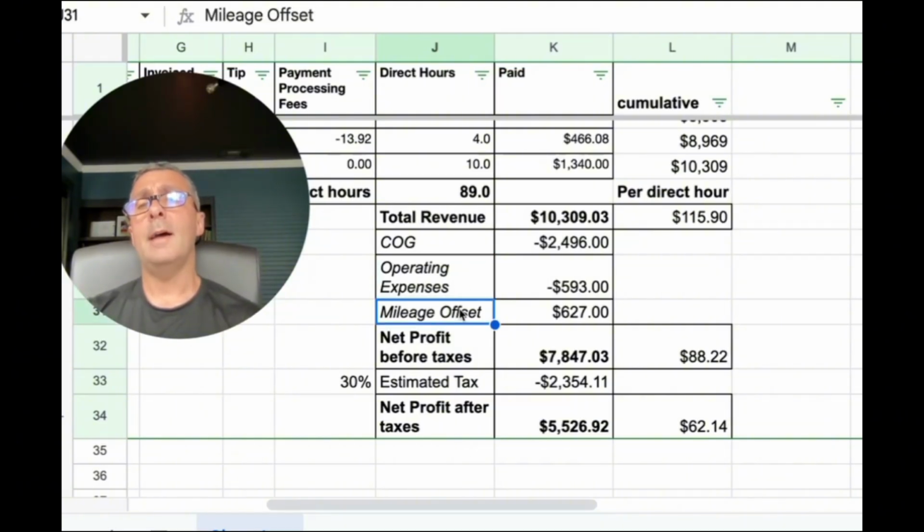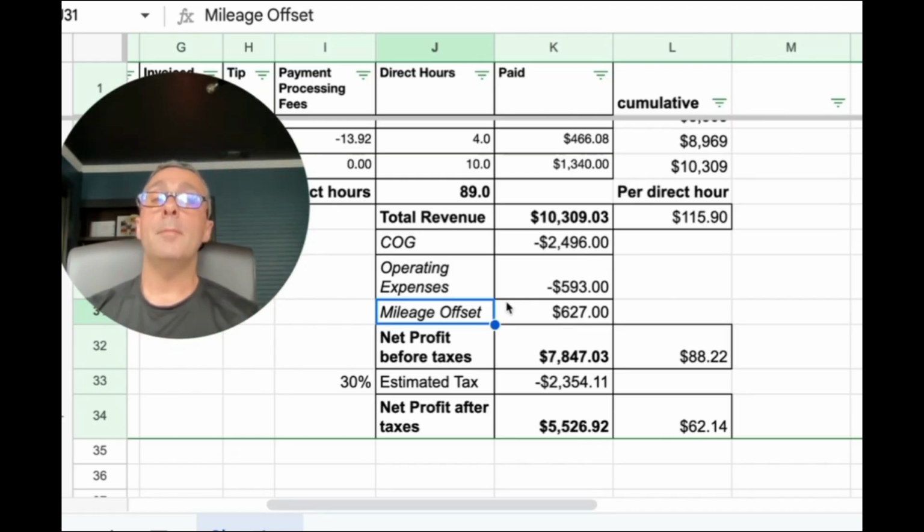Then the final number I'll have here is my mileage offset. I'll put a little snapshot here. I track all my mileage as I'm going back and forth for these particular jobs. And I think it's like 71 cents a mile right now. So if I categorize all my miles and do all the math, essentially $627 of my total revenue I don't have to report, because I'm going to expense it off as a mileage expense.